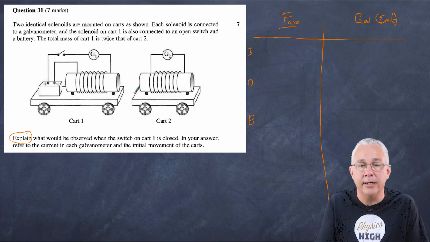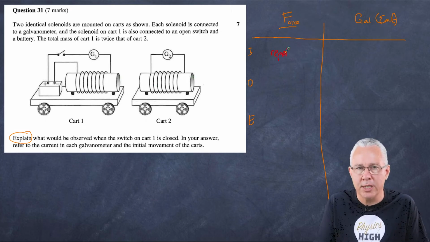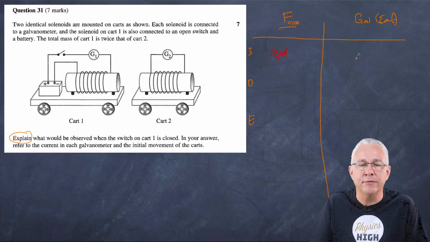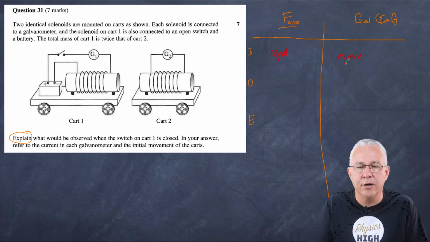So the first thing I want to highlight is that when the switch is turned on, what we will see initially is they will both be pushed away. So they will repel. That's all I'm going to say at this stage. The galvanometer is that we will see a change. The galvanometers will both move. That is at the very essence a simplistic description of what's going on, but we need to go further.